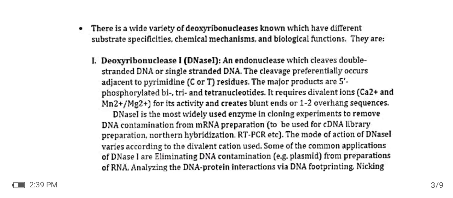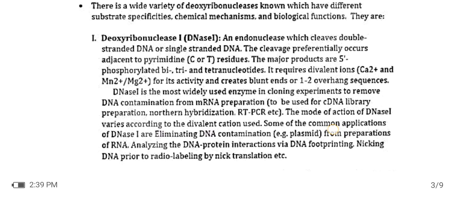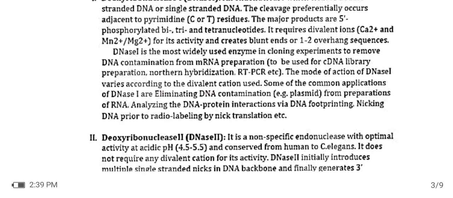Deoxyribonuclease 1, DNase 1, is an endonuclease which cleaves double-stranded DNA or single-stranded DNA. The cleavage preferentially occurs adjacent to pyrimidine residues. The major products are 5' phosphorylated di-, tri-, and tetranucleotides. It requires divalent ions for its activity and creates blunt ends or 1 to 2 nucleotide overhang sequences.